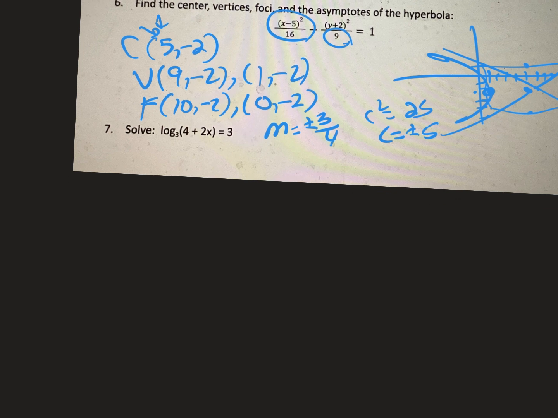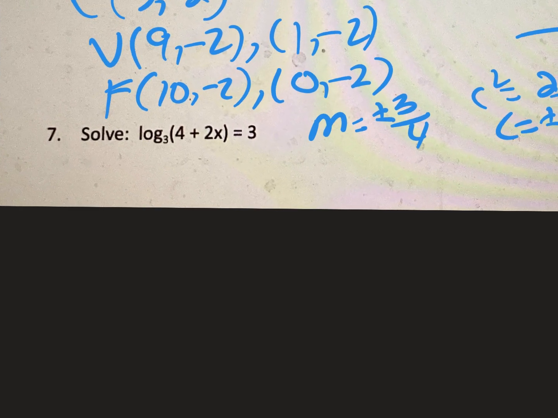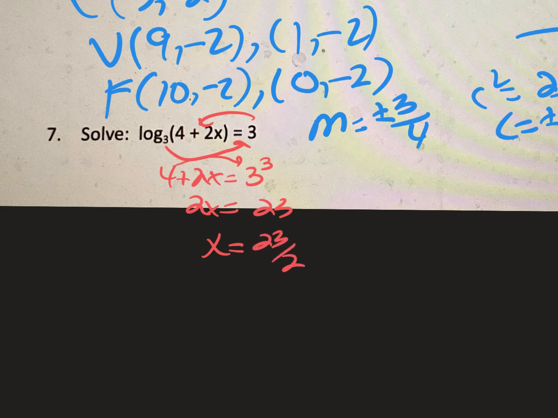All right, now to the review, which is big and important because we're getting closer and closer to a semester exam. So the review questions are really important now. For number 7, with the log, I'm doing base to that power equals that. So I'm going to say 4 plus 2x equals 3 to the third power. 3 to the third power is 27. If I move that 4 over, 27 minus 4 is 23. Divide by 2, 23 over 2. That's all you have to do there.